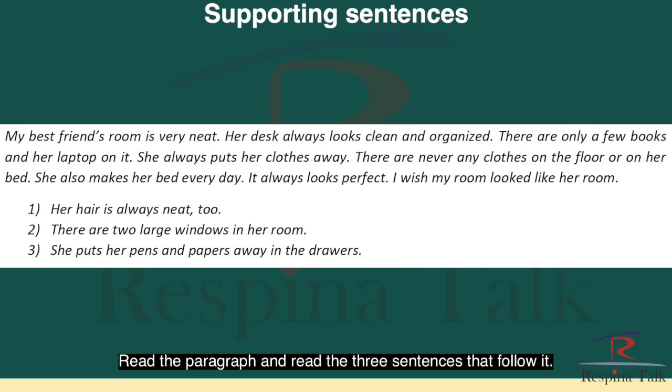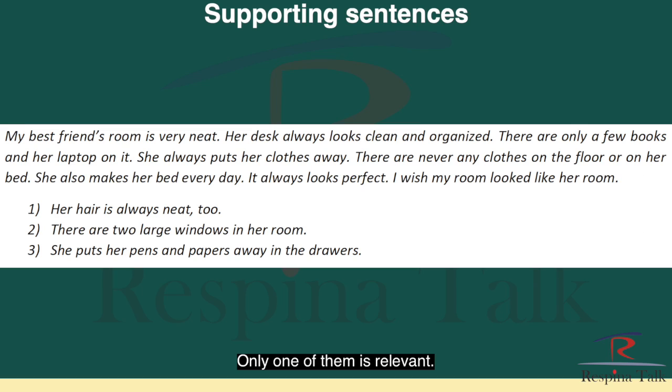Now, read the paragraph and read the 3 sentences that follow it. Only one of them is relevant. Which one is it? Let's read it together. My best friend's room is very neat. Her desk always looks clean and organized. There are only a few books and her laptop on it. She always puts her clothes away. There are never any clothes on the floor or on her bed. She also makes her bed every day. It always looks perfect. I wish my room looked like her room.